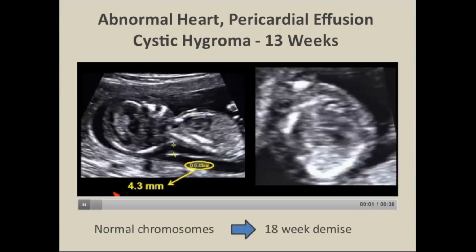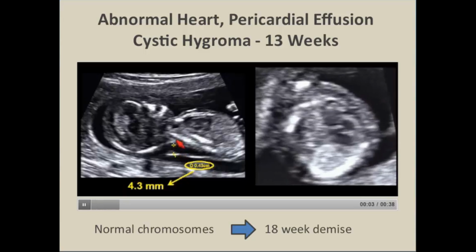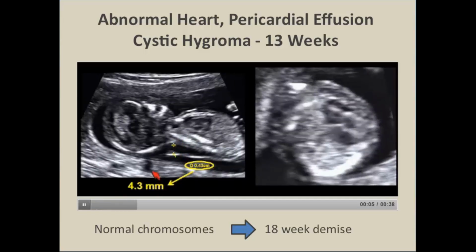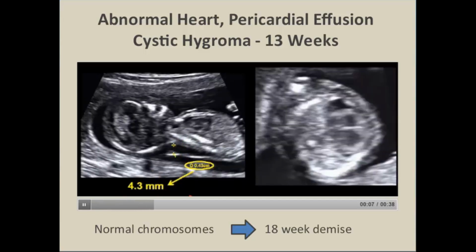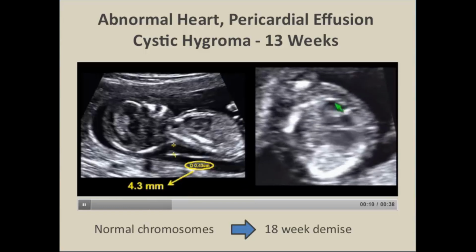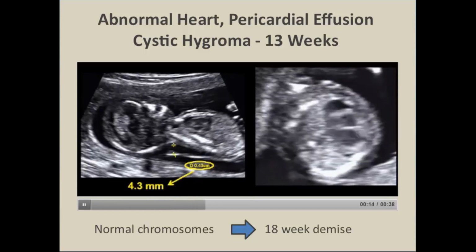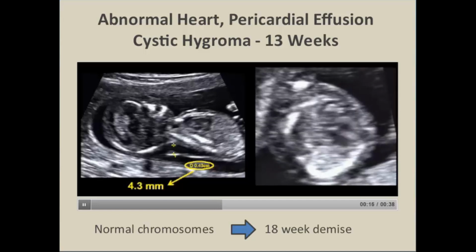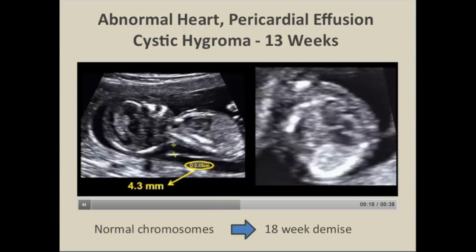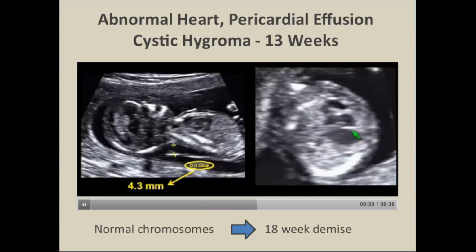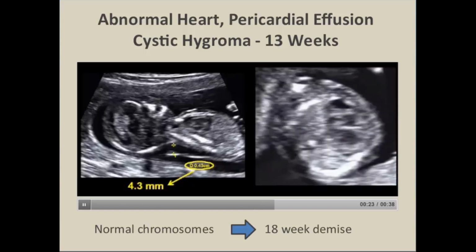And here's another fetus with a thickened nuchal translucency of 4.3 millimeters, seen in the first trimester at 13 weeks. This fetus also has a pericardial effusion. So these findings alert us to the fact that this fetus may have aneuploidy or may have a cardiac defect, which I think there may be already. We can see a ventricular septal defect.